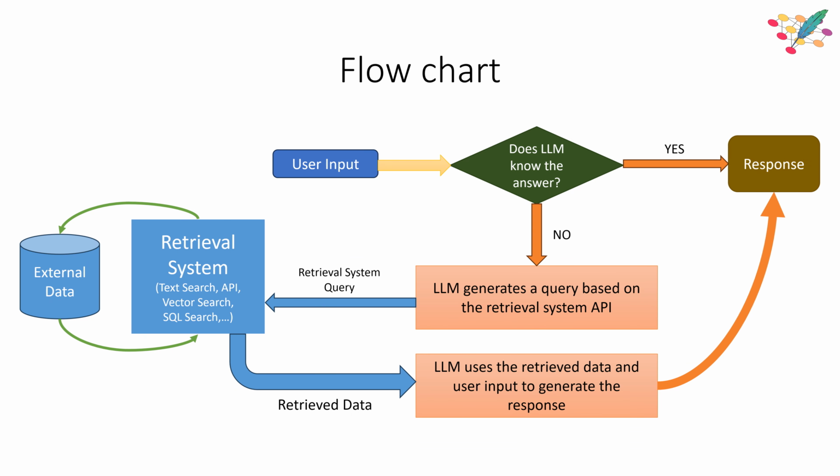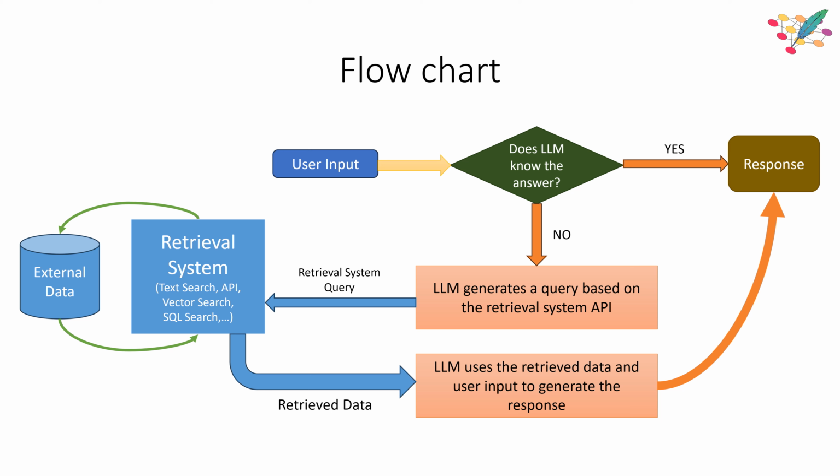Let's take a closer look at how RAG works in practice through this flowchart. When a user inputs a query, the system first checks whether the LLM already knows the answer. If the LLM has enough knowledge, it immediately generates a response using its internal data. But what happens if the LLM doesn't know the answer? This is where RAG steps in.